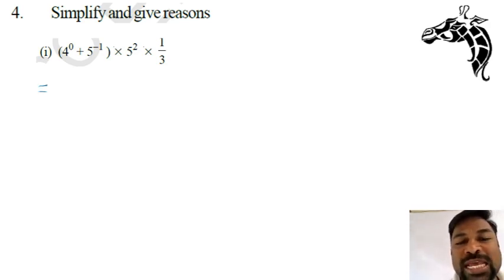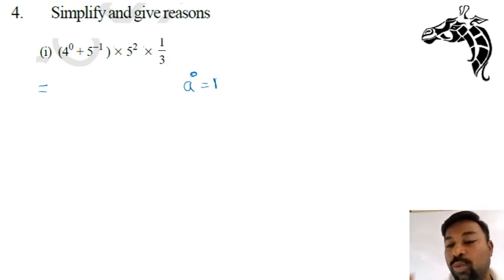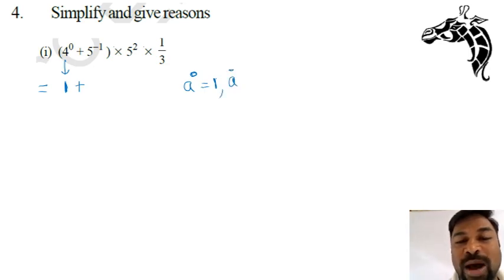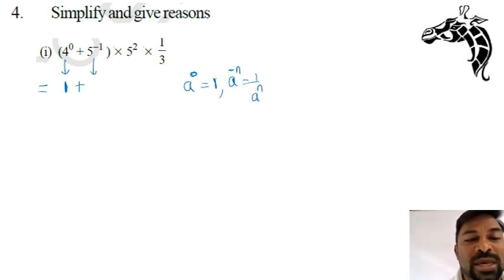Now we know anything to the power 0 equals 1. It may be 2 to the power 0, it may be 4 to the power 0, anything. It is nothing but what you are supposed to remember. Now, 4 to the power 0 straight away becomes 1 plus, and as we know, we are using the formula: if we have a to the power minus n, it equals 1 by a to the power n. That is the formula which I am applying here. It becomes 1 by 5 into 5 to the power 2 into 1 by 3. This is what we are having. But please remember, these two are in one parenthesis.